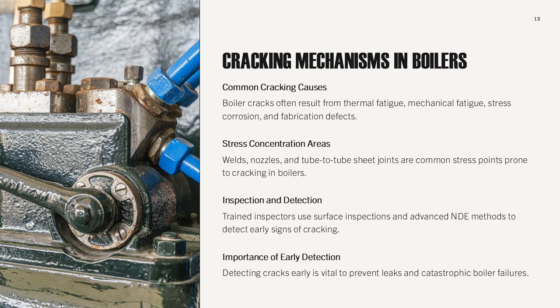Cracking in boiler components may result from thermal fatigue, mechanical fatigue, stress corrosion cracking, or fabrication-related issues. Areas of stress concentration such as welds, nozzles, tube-to-tube sheet joints, and attachments are particularly susceptible. Inspectors must be trained to recognize surface indications of cracking and understand when advanced NDE methods are required. Early detection of cracking is critical to preventing leaks or catastrophic failures. This section explains common cracking mechanisms and inspection approaches relevant to boiler service.